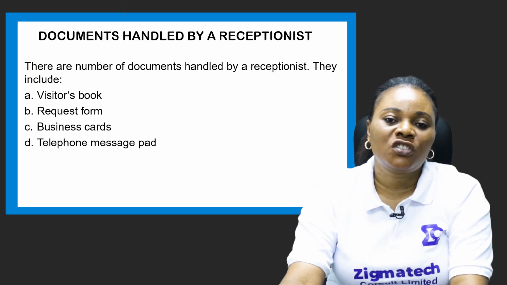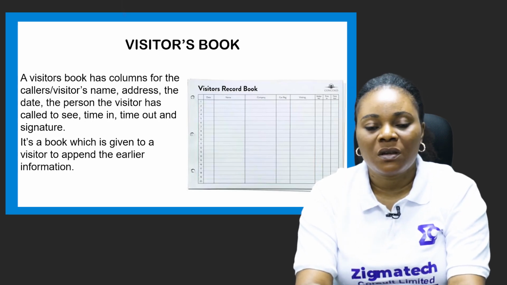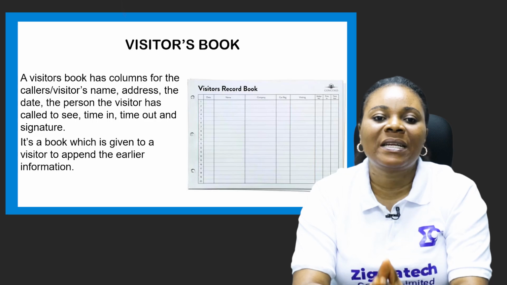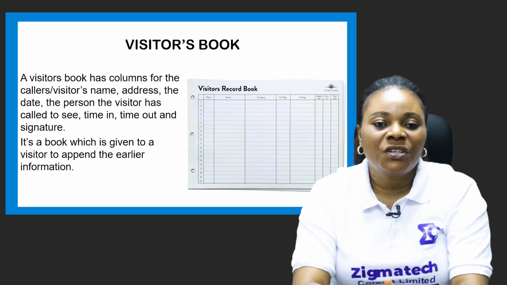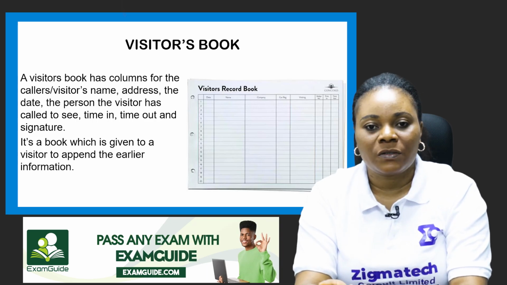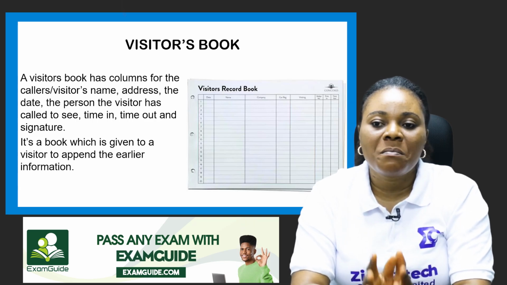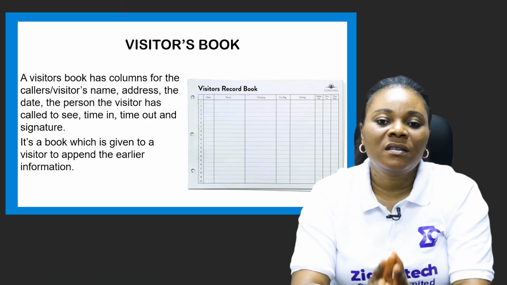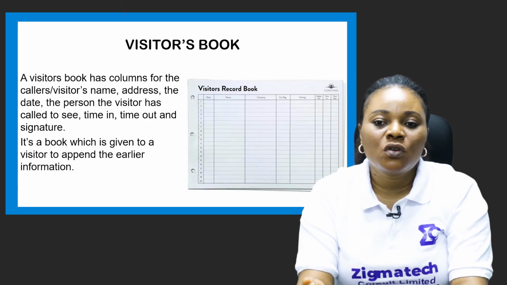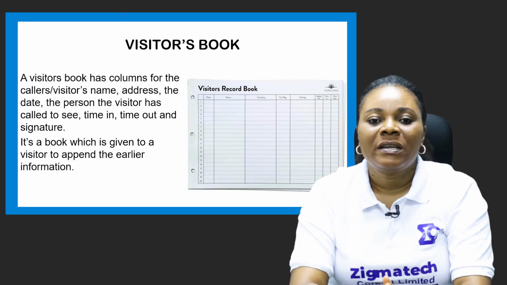Now let's look at what each document is used for. The first document we have here is the visitor's book. Remember, we identified one of the major duties of a receptionist as receiving and attending to visitors. So when a visitor calls into the organization, the receptionist is meant to make the visitor's book available in the reception office. This visitor's book is a book that is used to take down information of every visitor that calls into the organization.